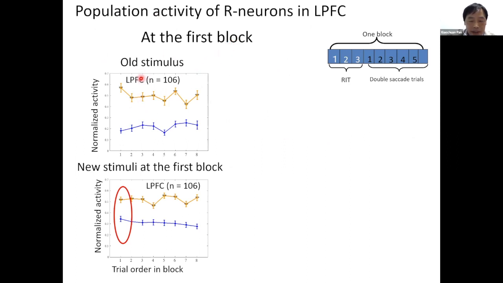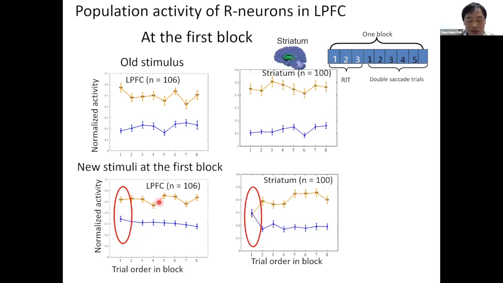PFC R neurons can discriminate the two reward conditions from the first trial, both for older stimuli and the new stimuli. Especially in this first trial, the new stimulus has not been directly associated with asymmetrical reward, but PFC neurons can still infer the reward.